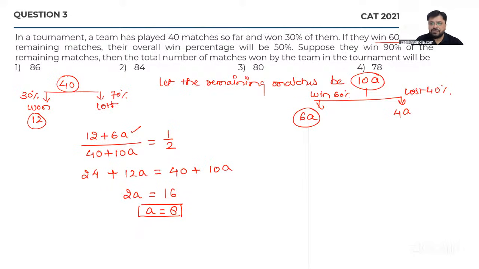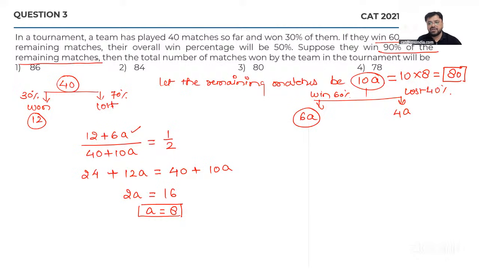So we got the value of A equal to 8, which means the number of remaining matches will be 10A. The number of remaining matches is not A, it is 10A. So it will be 10 into 8, which is 80. But they're not asking you the number of remaining matches. What they're asking you is the total number of matches won by the team if they win 90% of the remaining matches.